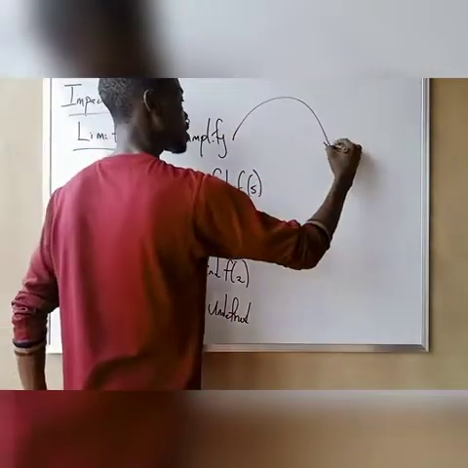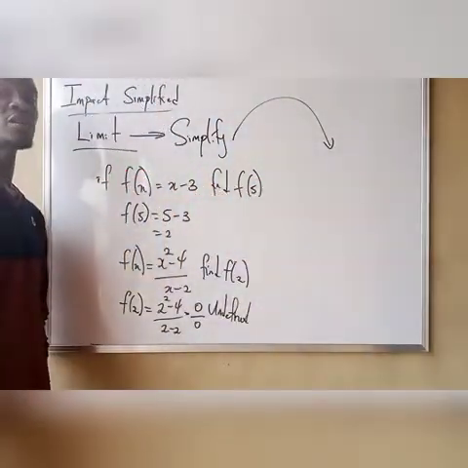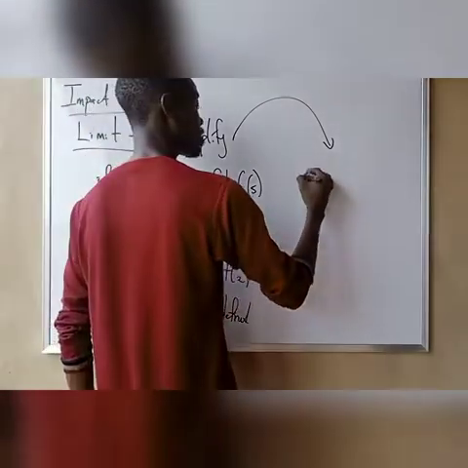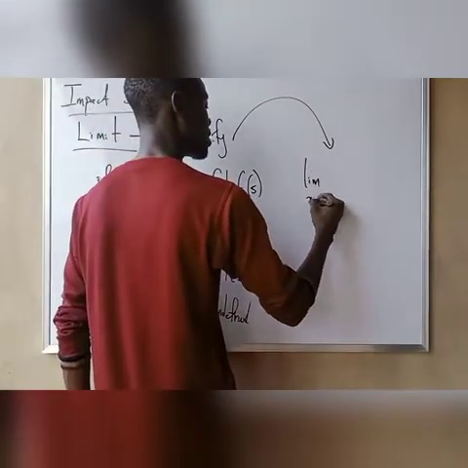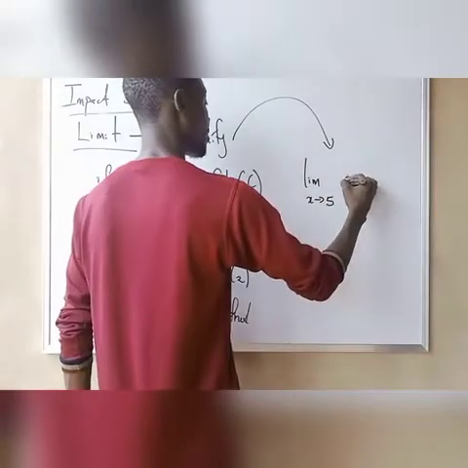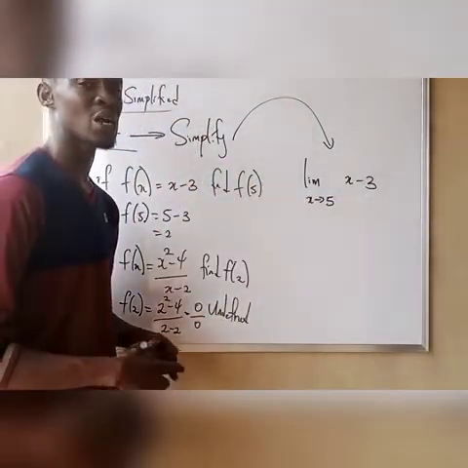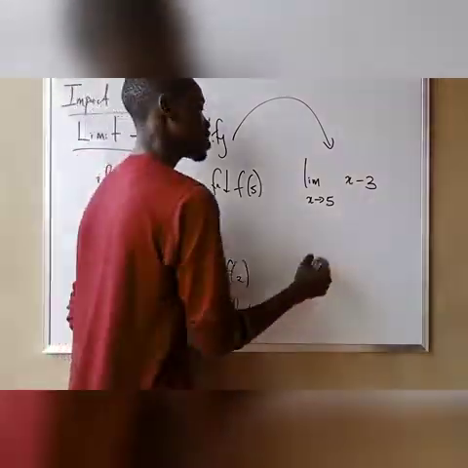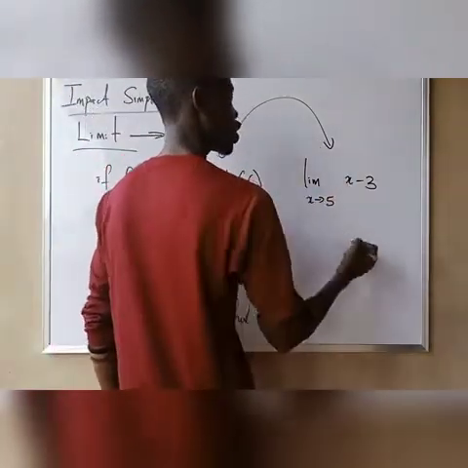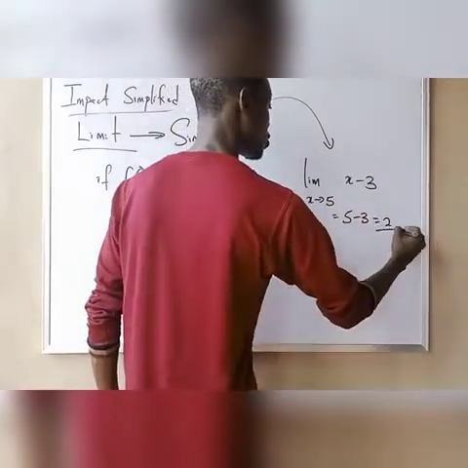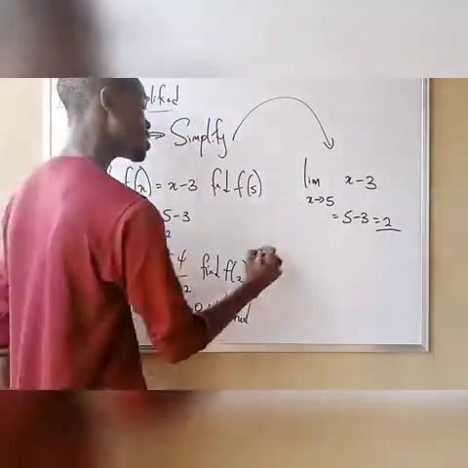But when we are talking of limit, what is the meaning of limit? We have to simplify. So for this question, let's look at this. They say find the limit of x tending to 5 of x minus 3. So for this function, x minus 3, can we simplify it further? No. So since you cannot simplify it further, just put your x inside. And that will give us 5 minus 3 is equals to 2. And that is all.